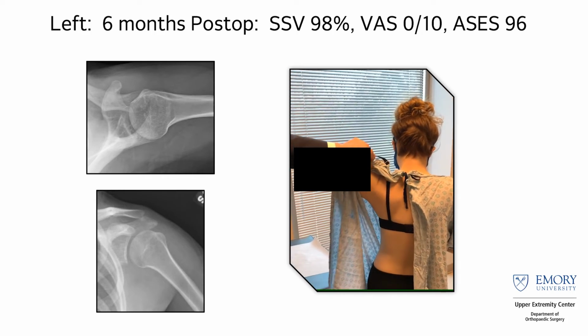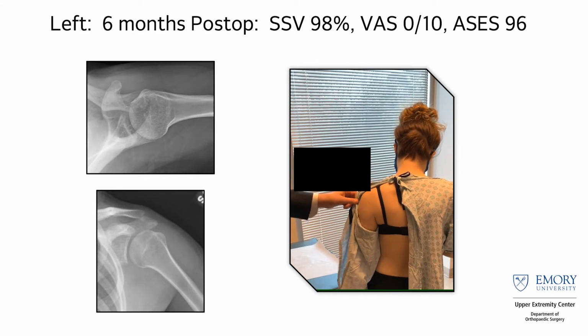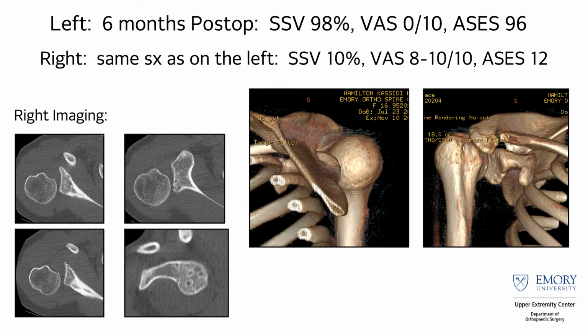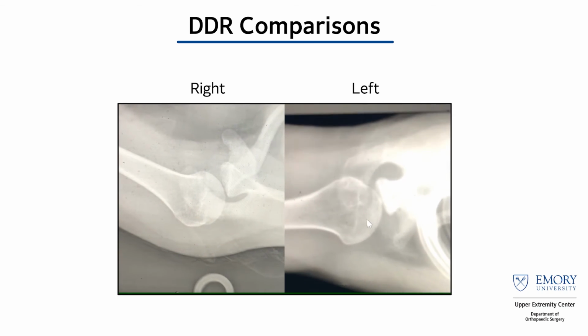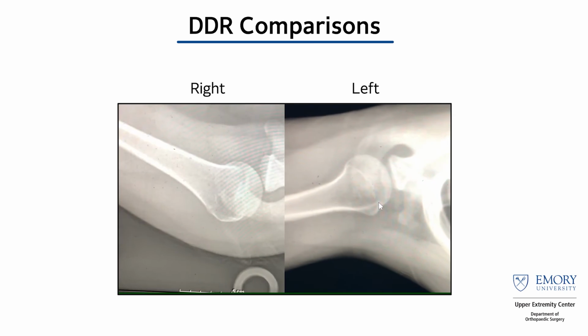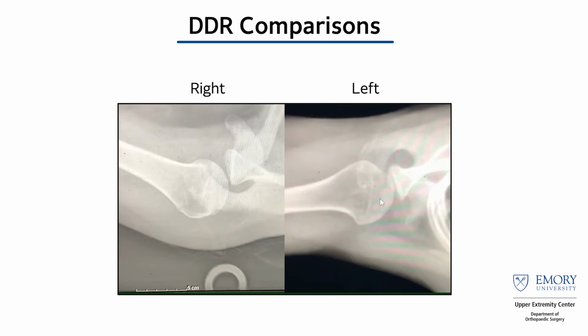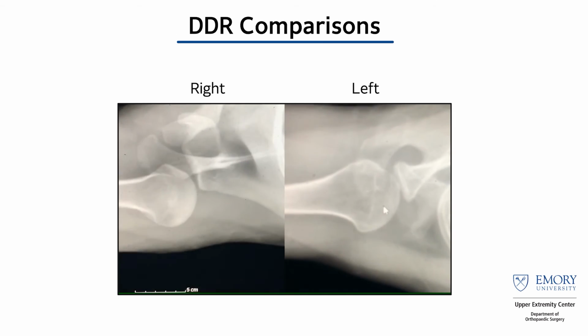Unfortunately, on the right side, the same problem started happening, and she had basically the same imaging on the right side. So posterior decentering, this example of not being able to move her shoulder. And the cool thing was we got the DDR on the left versus right. So the left is the side we operated on, did the latissimus transfer, and you can see how we were able to recenter her head.